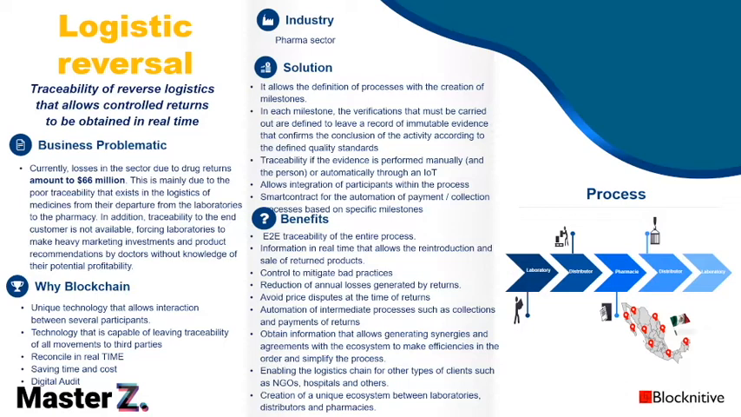And that was mainly due to the poor traceability that existed in the logistics of the medicine, from the departure from the labs to the final clients. In addition, traceability to the end customer wasn't available. Another issue was that, because you weren't able to reconcile what was happening, when pharmacies wanted to return products, they didn't mind if the product came from a specific distributor; they would return it to whatever distributor they liked.